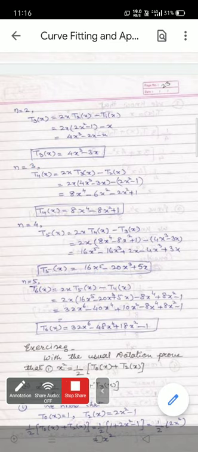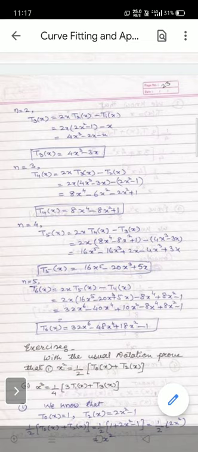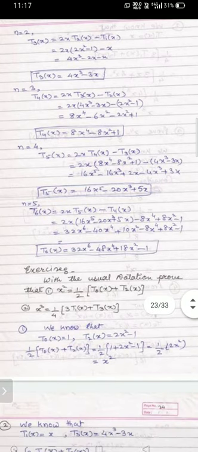Understand these Chebyshev polynomials? Memorize it.